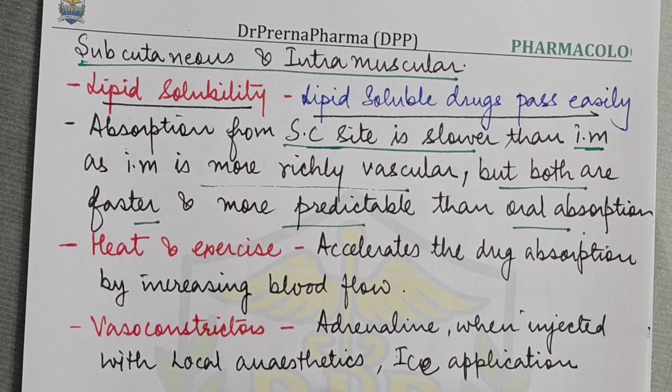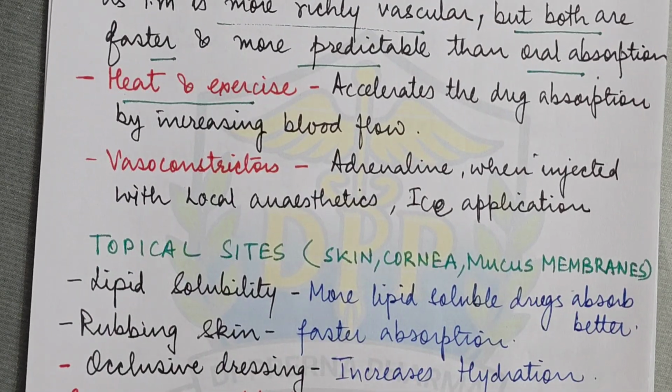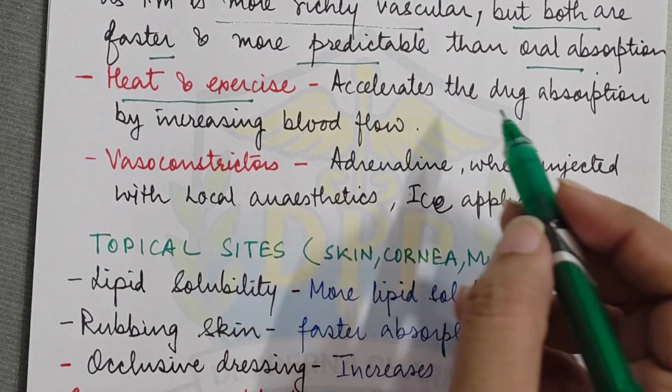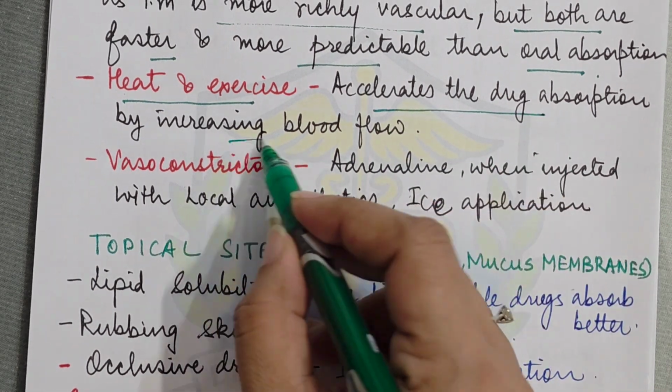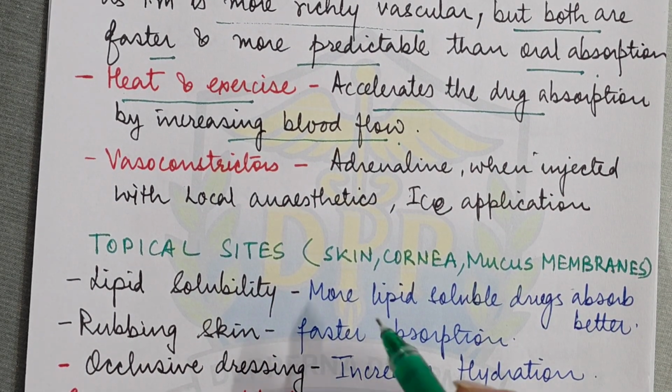Oral se to subcutaneous and intramuscular fast hote hain. Then heat and exercise. You must have seen that if you rub the lotion on the skin, then it increases absorption. So it accelerates by increasing the blood flow. Actually, when you are rubbing on the surface or when you are applying heat, you're causing vasodilatation and increasing the blood flow.